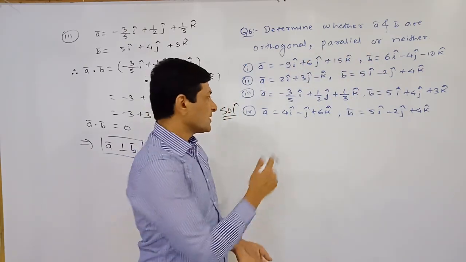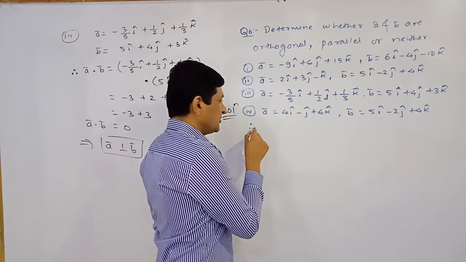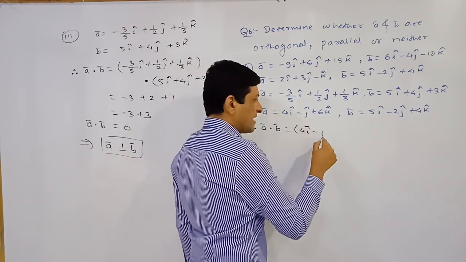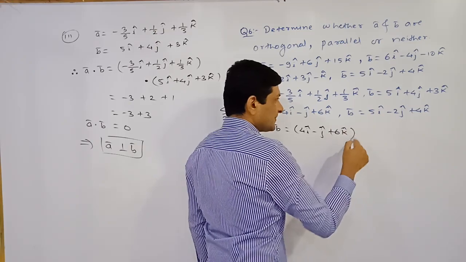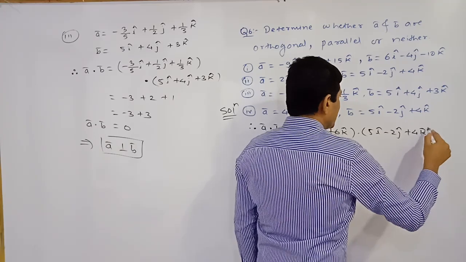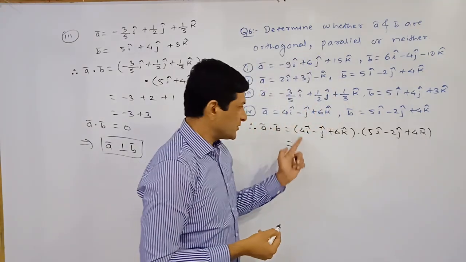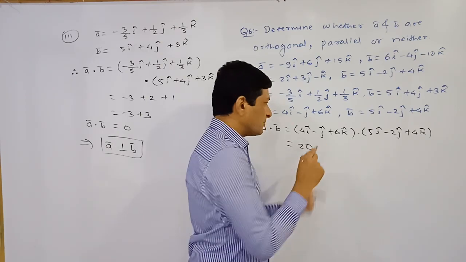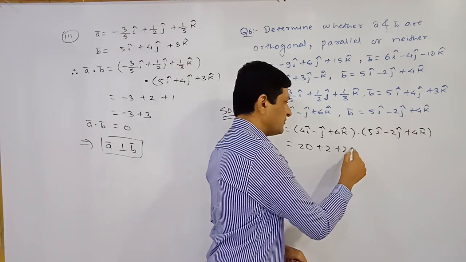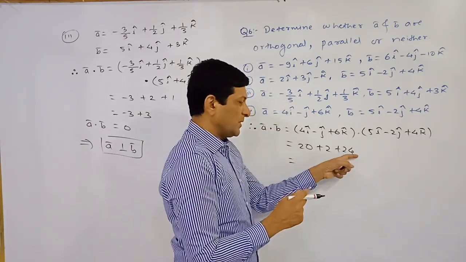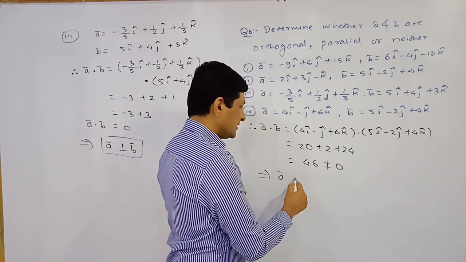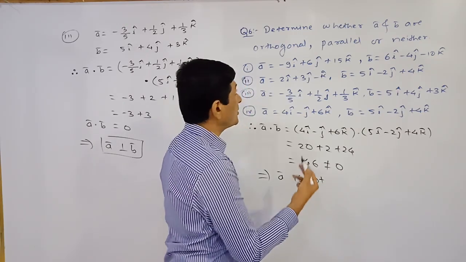So first find the dot product of these two vectors. A bar dot B bar is equal to, this is the value of A bar, that is 4i minus j plus 6k, dot 5i minus 2j plus 4k cap. Now find the dot product. The product of the coefficients of i cap is 20, the product of the coefficients of j cap is 2, and the product of the coefficients of k cap is 24. So it is equal to 22 plus 24, which is 46, which is not equal to 0, which implies that A bar is not perpendicular or not orthogonal to B bar.